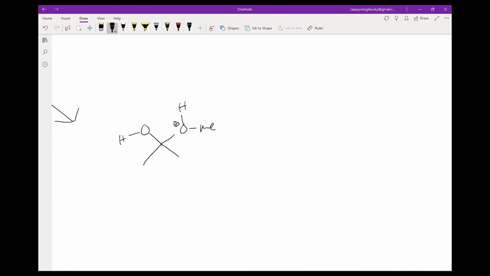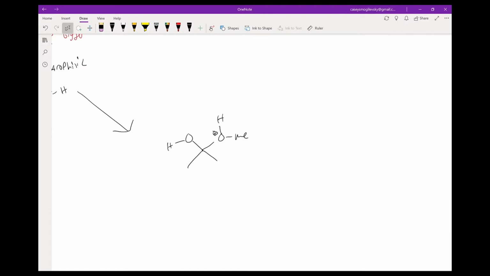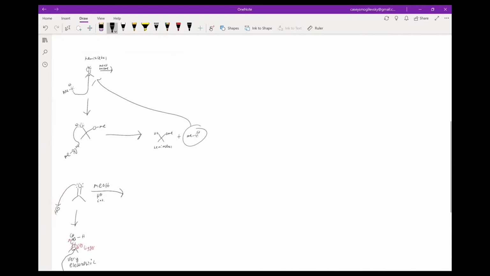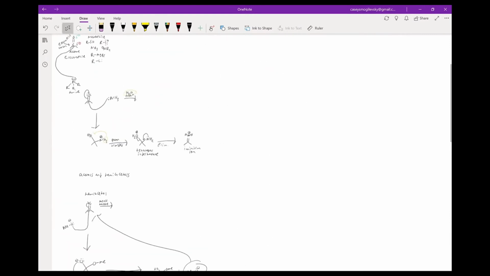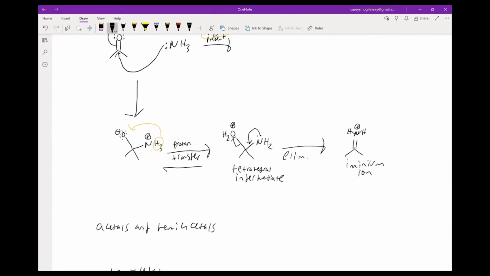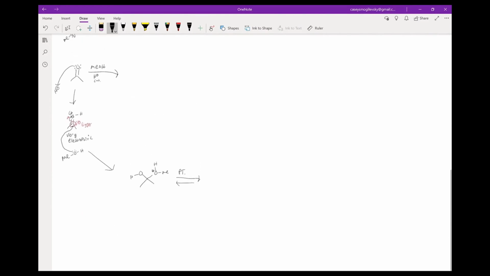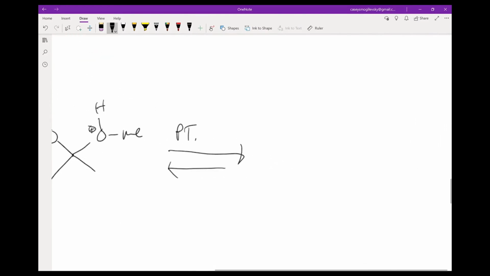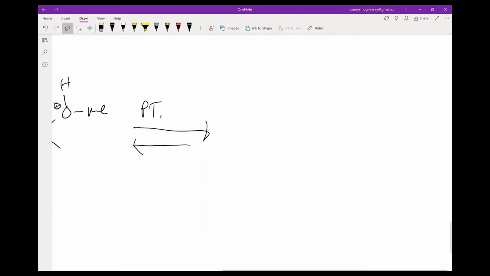Okay, cool. Now, what we can do is we can do a proton transfer. And something that I actually forgot by mistake to mention earlier is that all proton transfer reactions are equilibrium. And I'm going to abbreviate that as PT. So if we actually go back up here, this should be an equilibrium reaction. Okay, back to this problem. We're going to get this species.